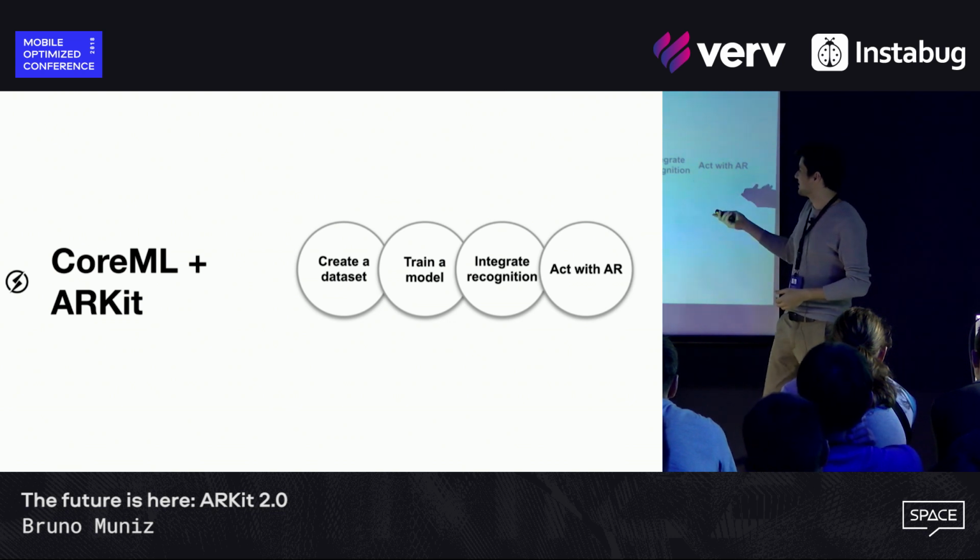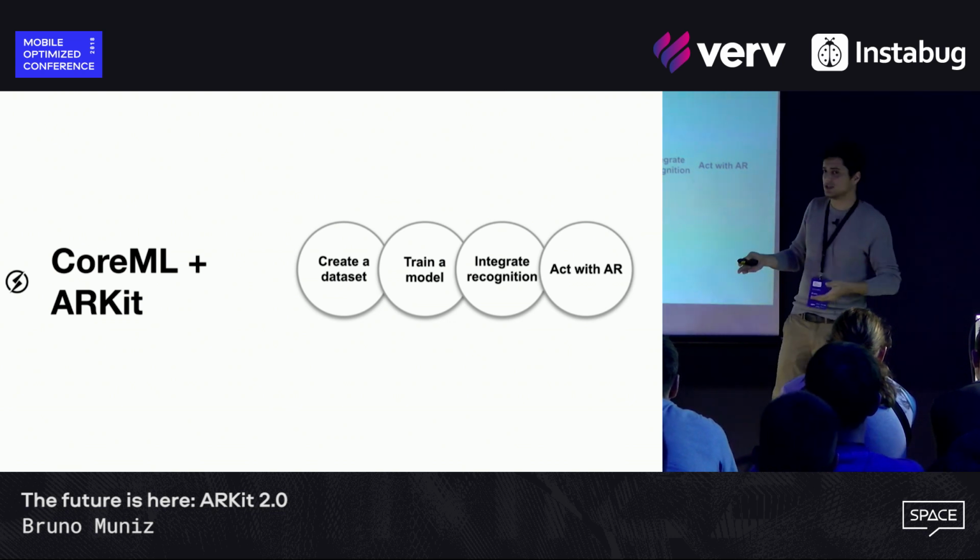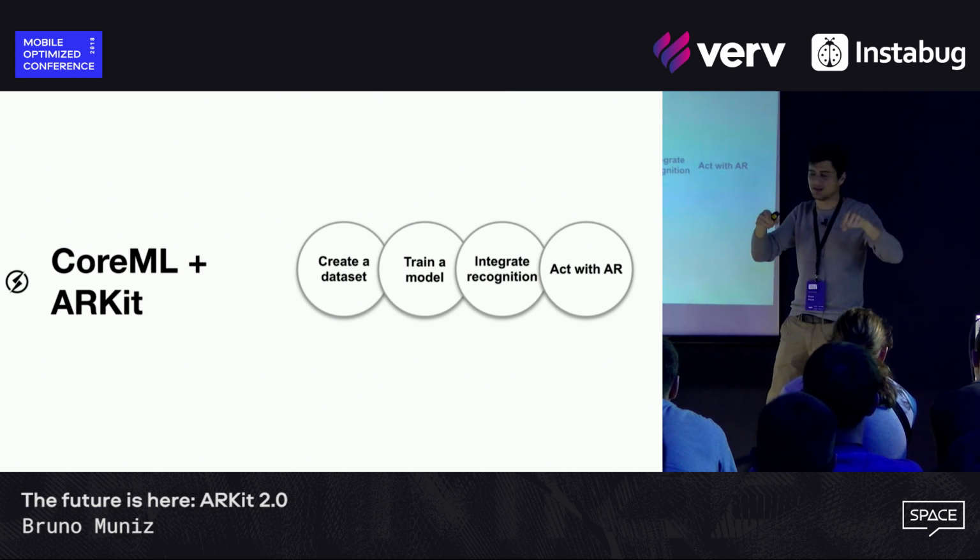Then we integrate recognition, and depending on the result of recognition, for example, if we have 100% confidence that this is an open hand, then we act on the AR according to what we expect for the open hand status.